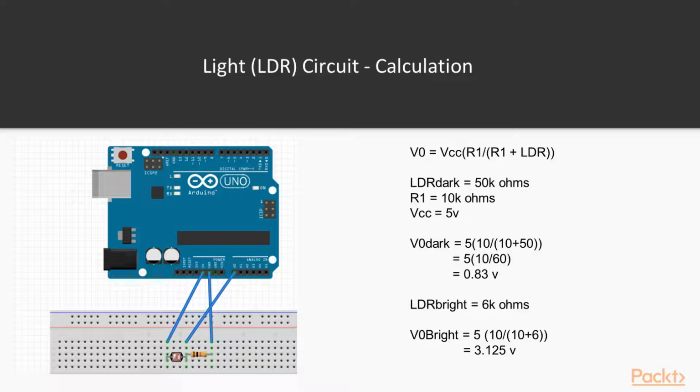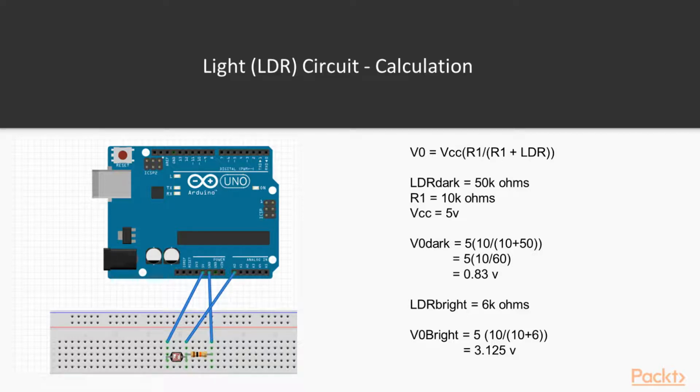For case 1, we're assuming that the ambient light is less, so that's going to be a bit dark. Now, when it is dark, the LDR's resistance can be very high. So for example, we're assuming that to be 50 kilo ohms. Now R1 is going to be 10 kilo ohms, which doesn't change. VCC is going to be 5. Perfect. Now if you put all of that in the equation, V0 is going to be 0.83 volts. So you understand that when the resistance is high, the voltage is less.